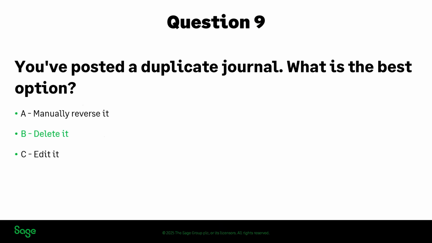So question 9, you've posted a duplicate journal. What's the best option? Easiest option, simplest option, just delete it. So the clue there is it's a duplicate journal. So you've entered something in error, essentially. So the easiest option, just delete it.